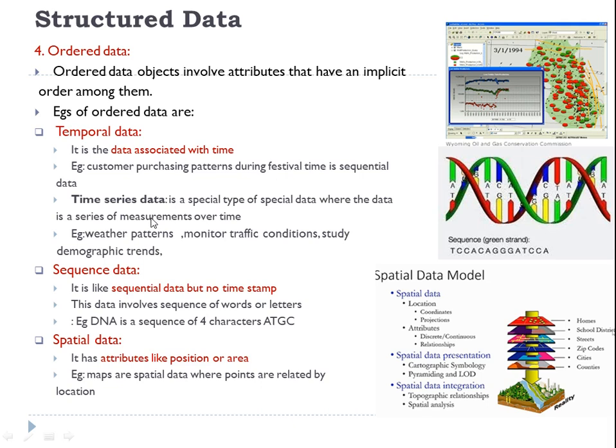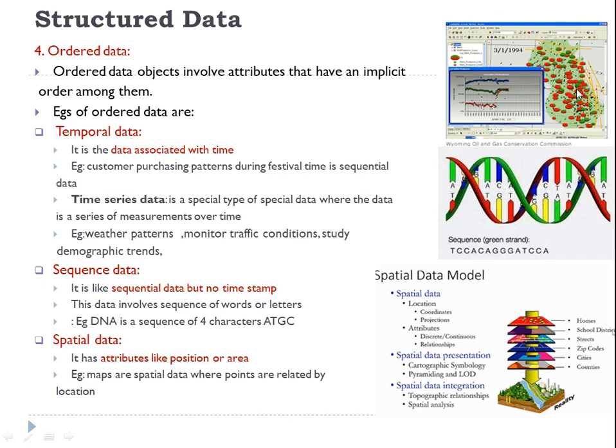We also call it time series data, which is a special type of data where the data is measured over time. Some other examples, as you can see in this diagram, are weather patterns. The weather will vary depending upon the month or the time. Traffic conditions: the traffic can be more in the morning and less in the afternoon. Studying demographic trends. So these are all examples of temporal data, as shown in the first diagram, where we have time and the data on the y-axis.